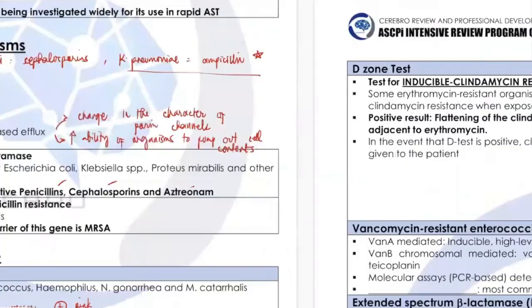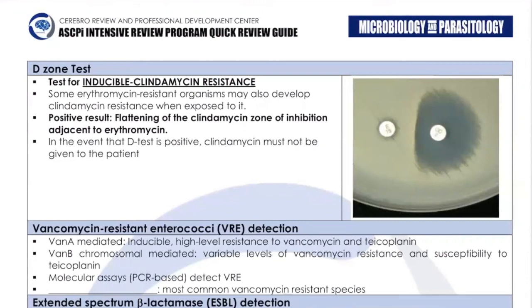Then we also have the D-zone test. Okay, so the D-zone test is a test for inducible. Ito yung lumalabas sa exam. Para saan daw yung D-zone test? It is a test for inducible clindamycin resistance. So this is performed on some erythromycin-resistant organisms. Kasi yung mga erythromycin-resistant organisms, they may also develop clindamycin resistance whenever they are exposed to it. So the positive result is flattening of the clindamycin zone of inhibition adjacent to erythromycin.